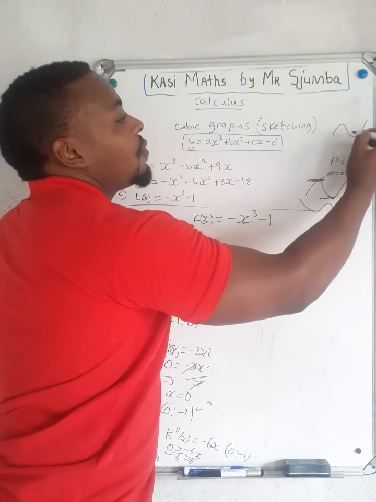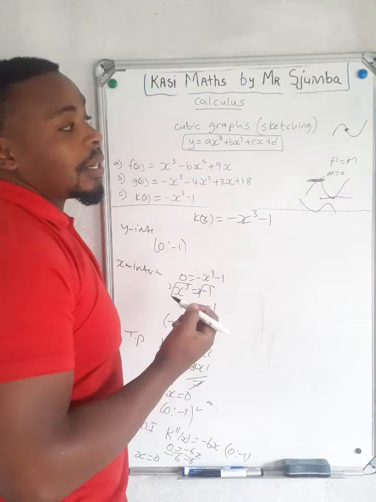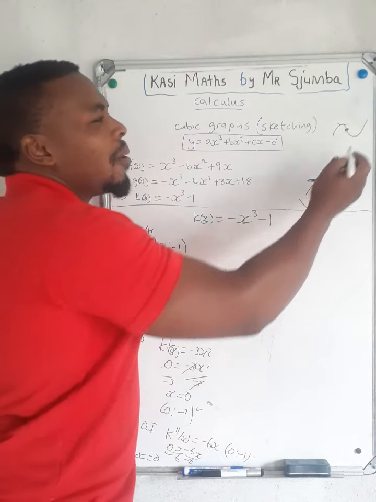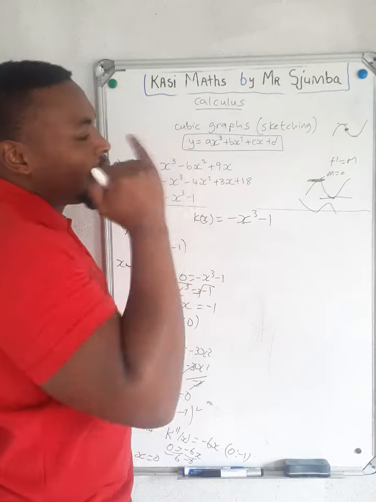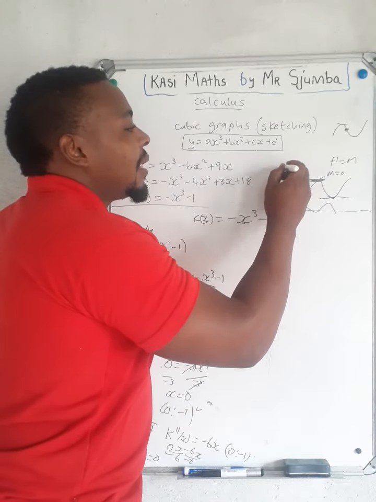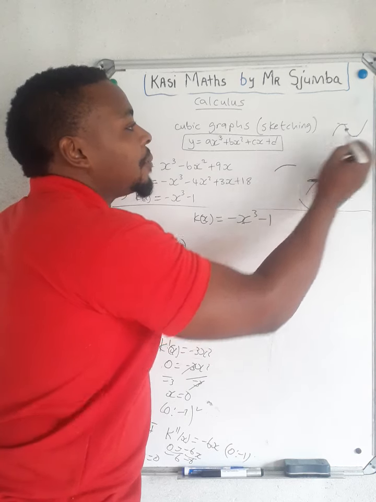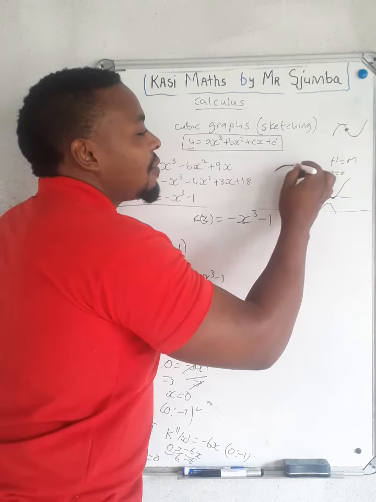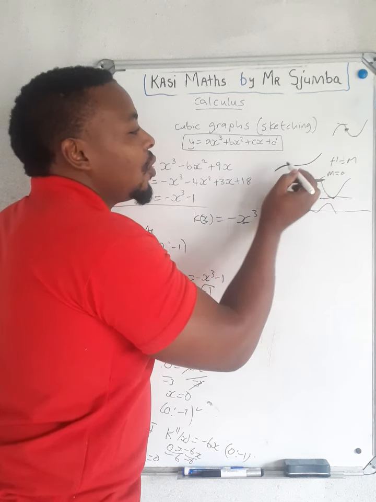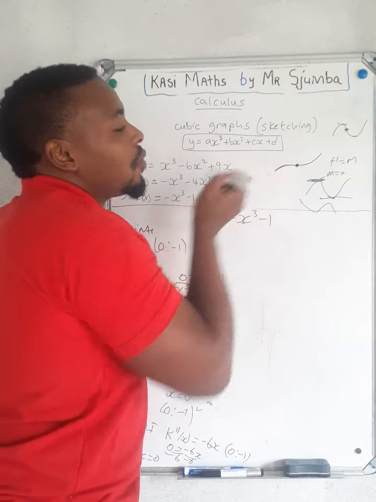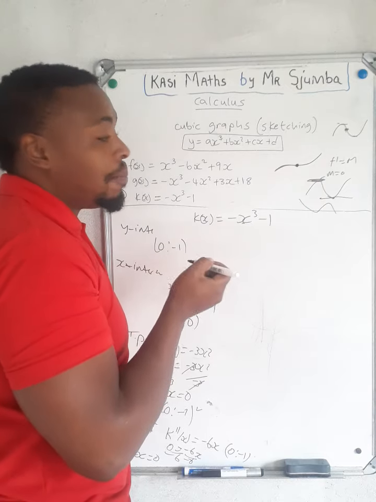A point of inflection is where the graph changes concavity, and a turning point is where the graph turns. So when they coincide, it means there is a turning point and there is also a point of inflection at one point. So the graph looks something like this.